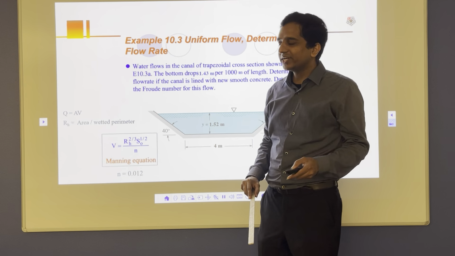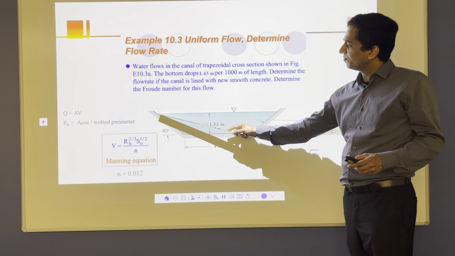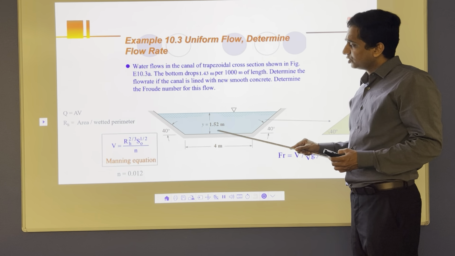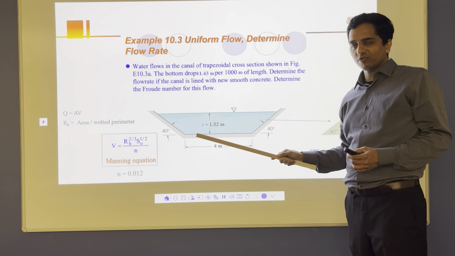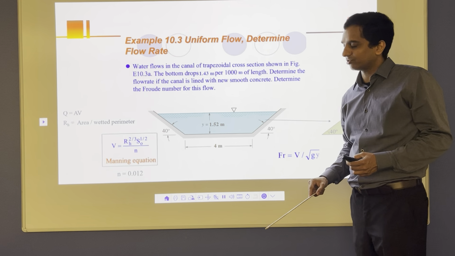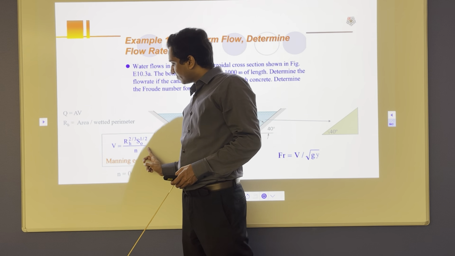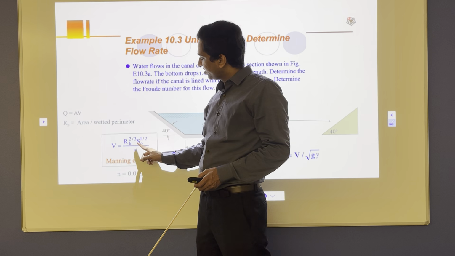So in the class, we did a problem. In this problem, what we have is this kind of a canal or channel. And here, we want to know what is the velocity, what is the flow rate, and what is the Froude number for the flow. So we use this equation, Manning's equation, V equals RH^(2/3) S0^(1/2) by n.